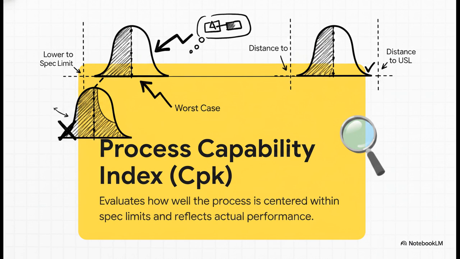The way it works is it looks at your process average, and it measures the distance to the upper spec limit, and then it measures the distance to the lower spec limit. After that, it just tells you the smaller of those two distances. It's basically a worst-case scenario number showing you exactly how close you are to the nearest danger zone.